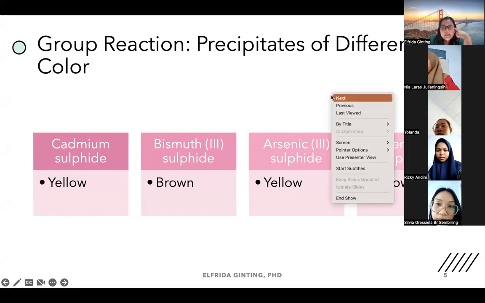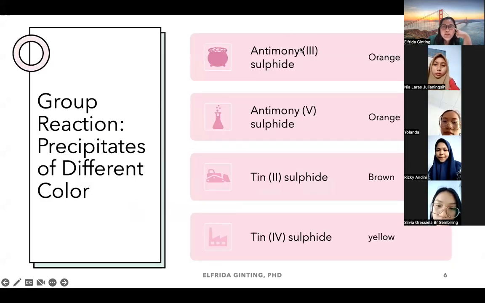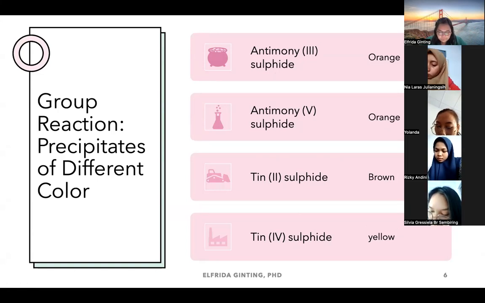Okay, next we have antimony. Antimony 3 and antimony 5 give us orange color. Tin 2 sulfide and tin 4 sulfide give different colors in this case. Tin 2 will give us brown, and tin 4 will give us yellow. So memorization and memorization again. Start memorizing from now so that later you will be able to work on your midterm test.